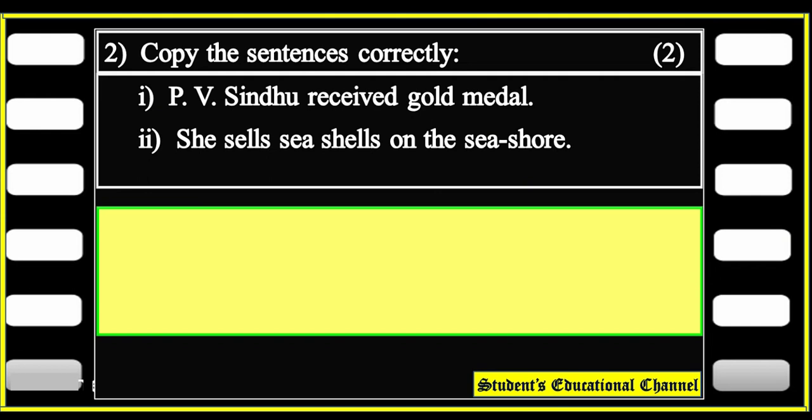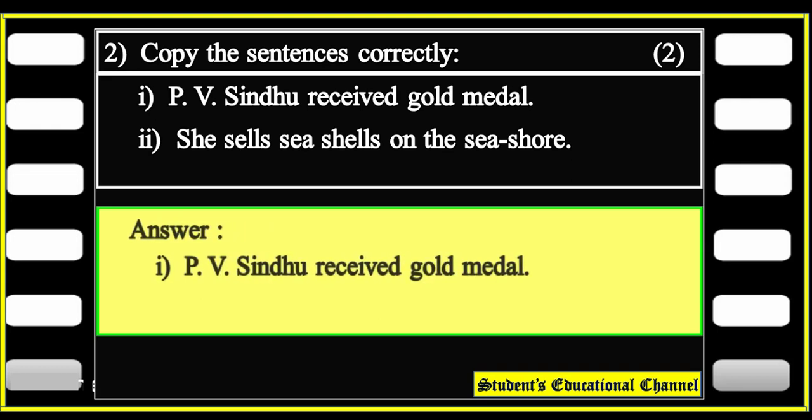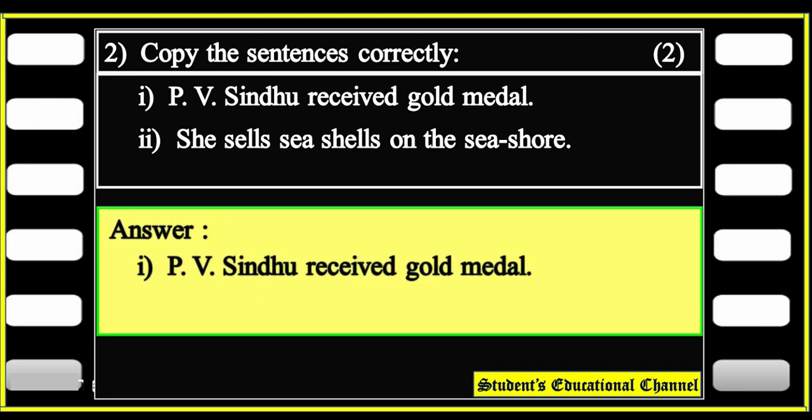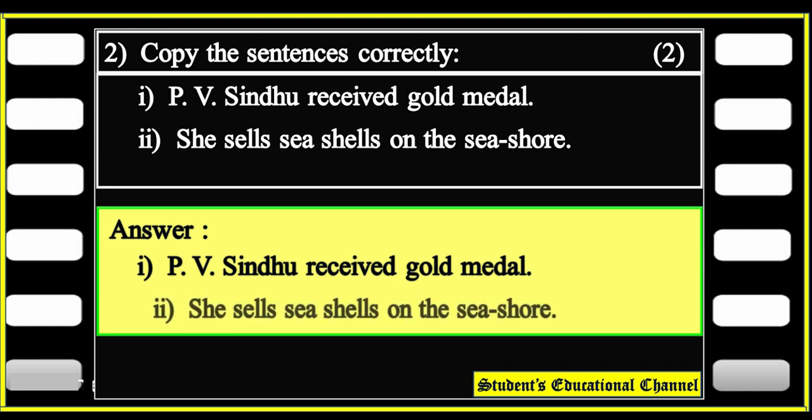Second, copy the sentences correctly, 2 marks. Answer: First, PV Sindhu received gold medal. Second, she sells seashells on the seashore.